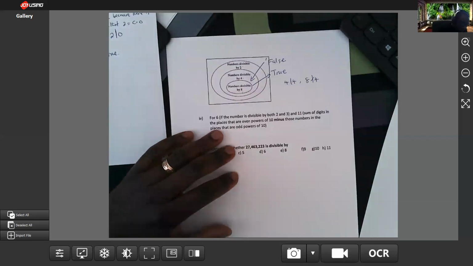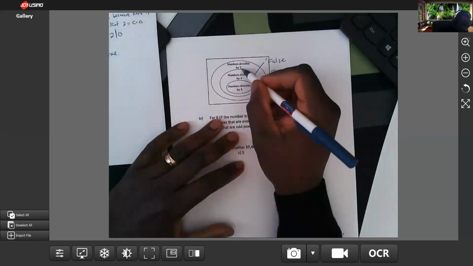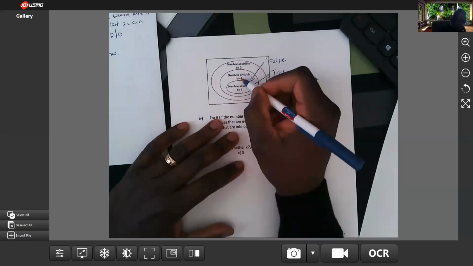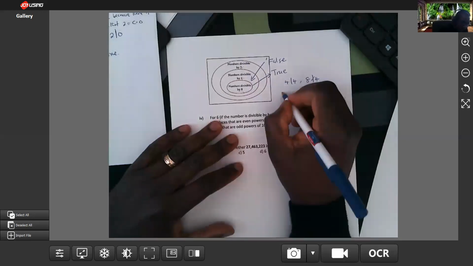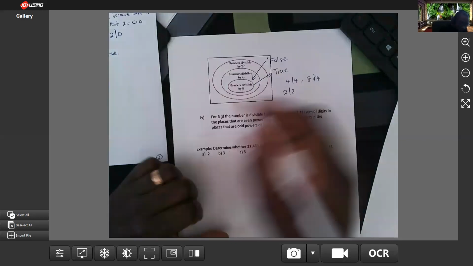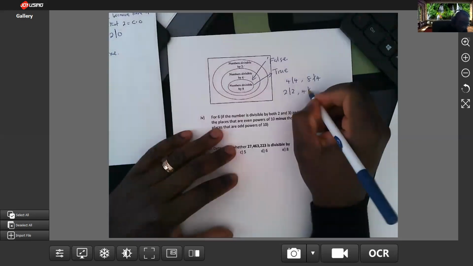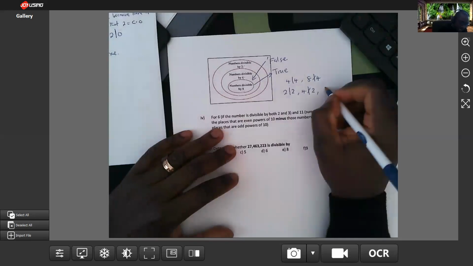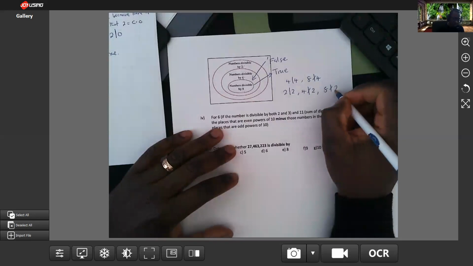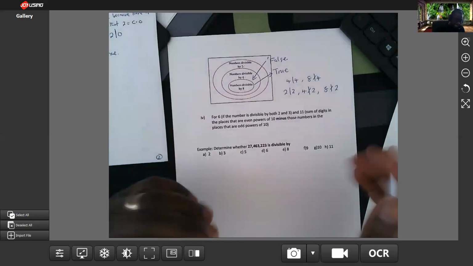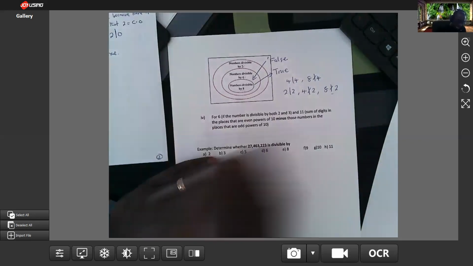Also, a number divisible by 2 does not mean it is divisible by 4, or even divisible by 8. For example, we know that 2 divides 2, but 4 doesn't divide 2, nor does 8 divide 2. On the other hand, 2 divides 8, but remember, see how we write that.